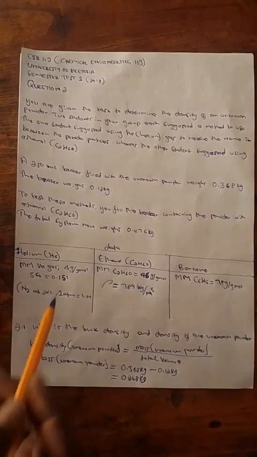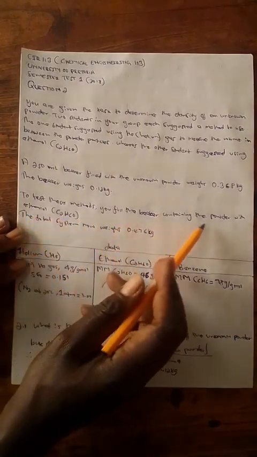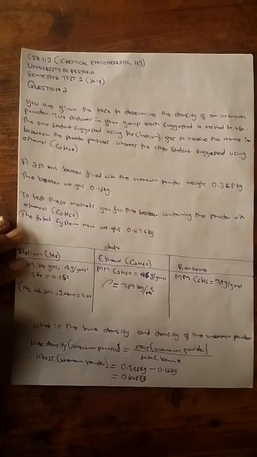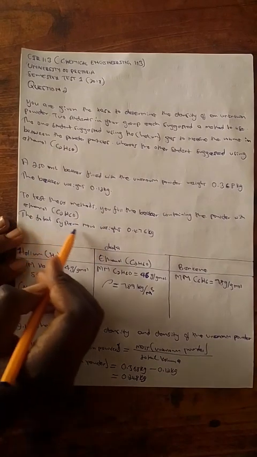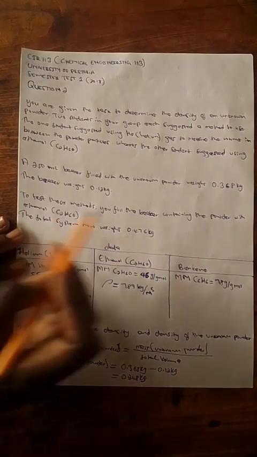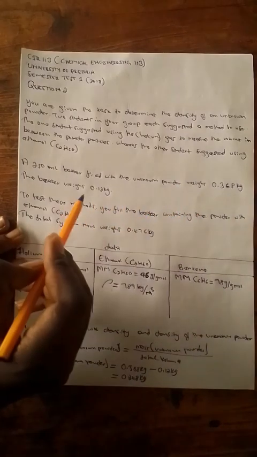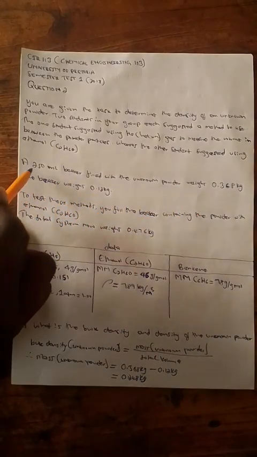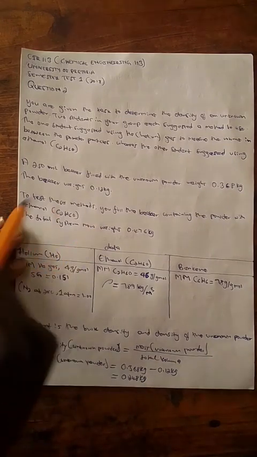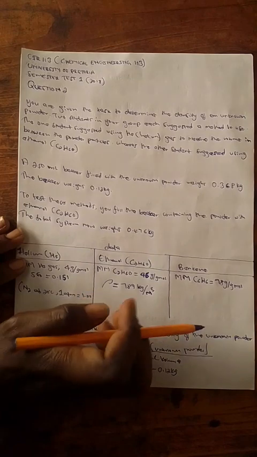And remember, we have more information. They are telling us that to test this method, you fill the beaker containing the powder with ethanol, C2H6. Now the total system weighs 0.476 kilograms. So the system was weighing 0.368 kilograms, right? After they added the unknown powder inside the beaker. But now after they added the ethanol, the system then weighs 0.476 kilograms.